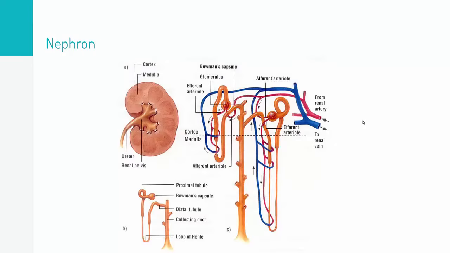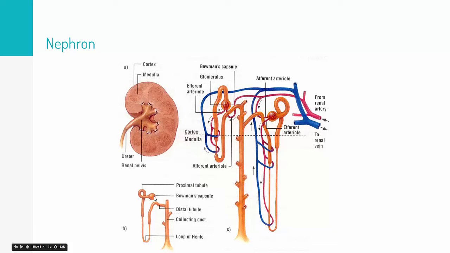Okay, so now I've mentioned the nephron a few times, but I haven't really defined it. So what is the nephron? The nephron is the basic structural and functional unit of the kidney. Each kidney contains between 800,000 and 1.5 million nephrons. The nephron itself contains a renal corpuscle, which is comprised of the glomerulus and Bowman's capsule.